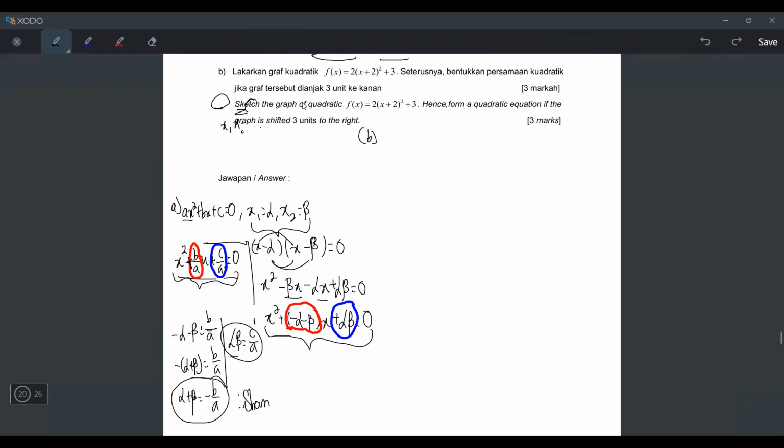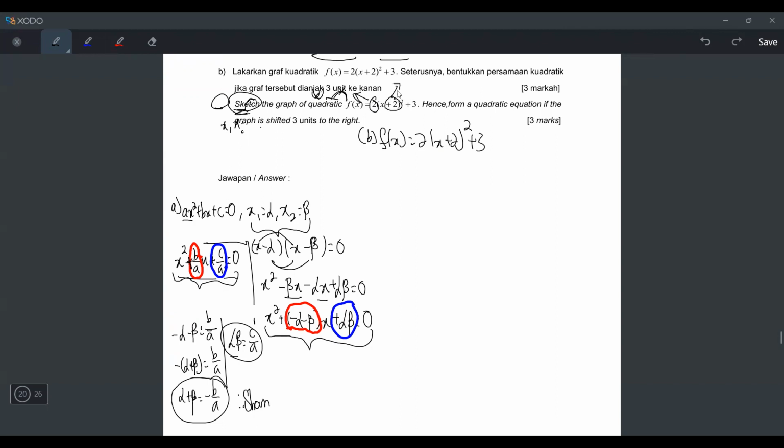Sketch the graph of this quadratic function f(x) equals 2 bracket x plus 2 squared plus 3. They want me to sketch. So we all know for sketching questions, we need to know the shape, right? So what is the shape? This equation is in vertex form, I hope you know that. If it's in vertex form, the number in front will tell you the shape. If it's positive, it's U shape; if negative, N shape. If it's U shape, then it will have a minimum point. If it's N shape, it will have a maximum.